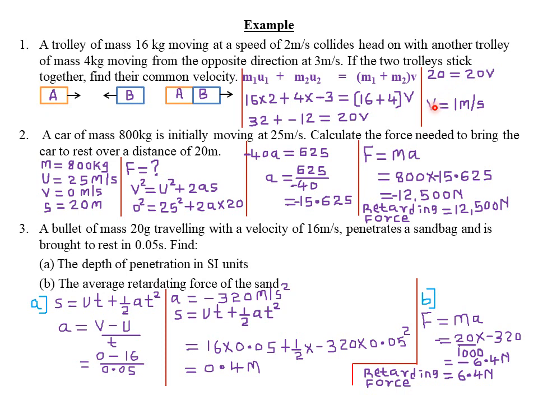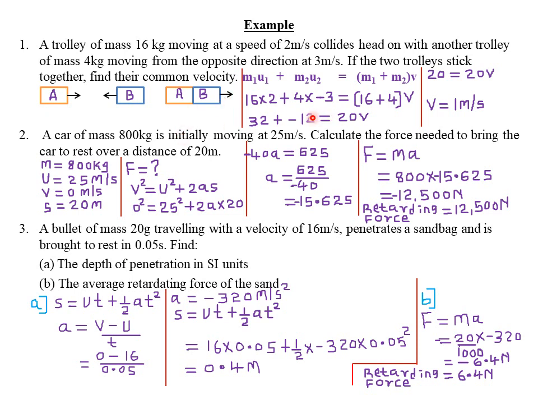Therefore, v is equal to 20 divided by 20, which gives us a velocity of 1 meter per second. So this common velocity is just the final velocity at which bodies A and B move, that is, after they have stuck together, after they have collided.